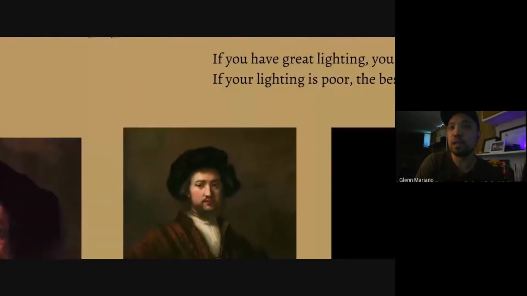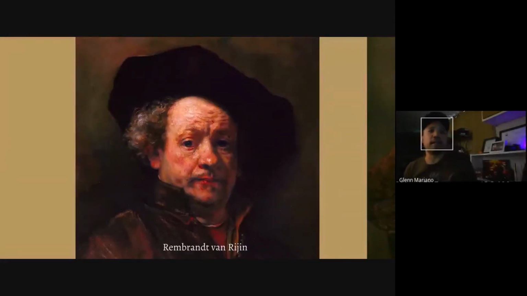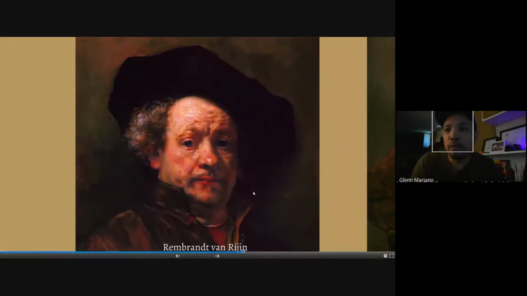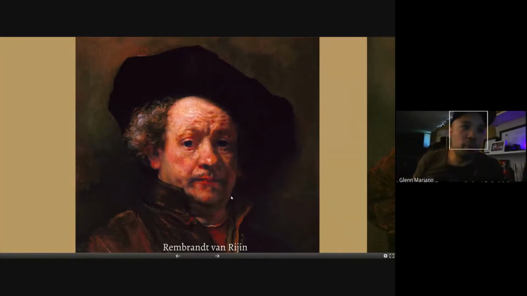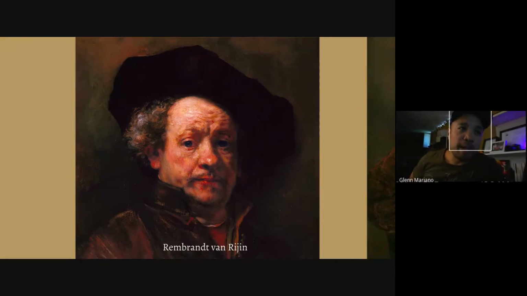So let's look at painters, because that's one way we can draw inspiration for how to light. This one is a self-portrait of Rembrandt. You might have heard of him. His name is Rembrandt van Rijn. He's a famous Dutch painter from back in the Renaissance days, and he's most known for his style of lighting. You might have heard of Rembrandt lighting.